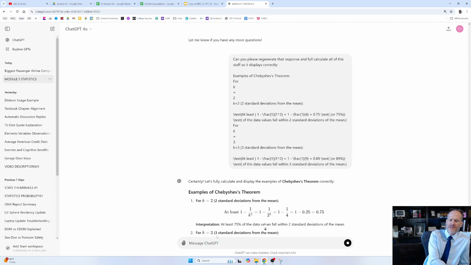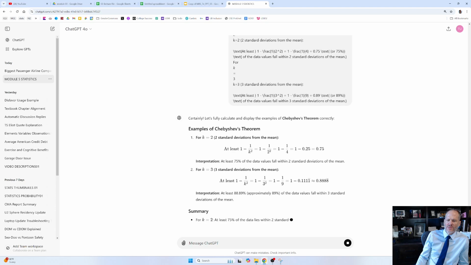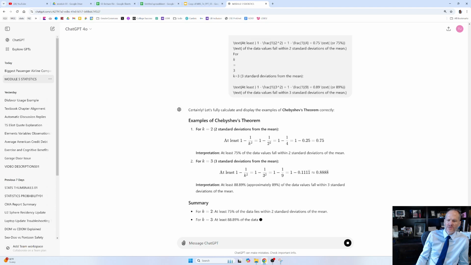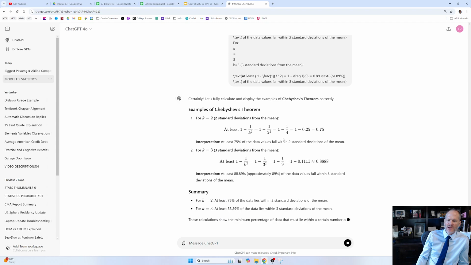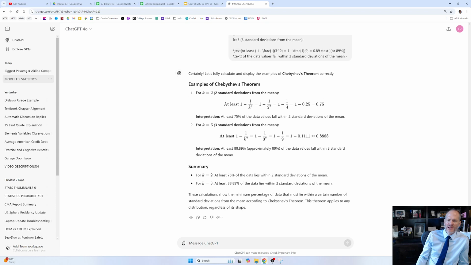Examples of Chebyshev's theorem, at least 1 minus 1 over k squared equals 1 minus 1 over 2 squared, 1 minus 1 over 4, 1 minus 0.25, 0.75. 2 standard deviations of the mean, right? At least 75% of data values fall within 2 standard deviations of the mean. 88.89% of the data fall within 3 standard deviations of the mean. Perfect, thank you.